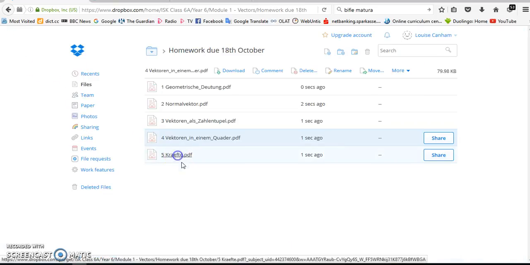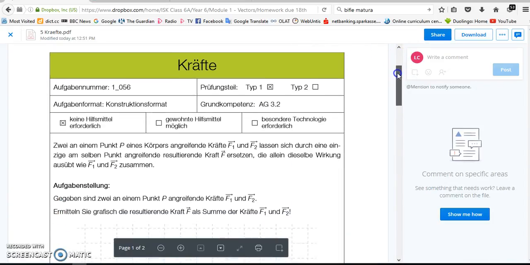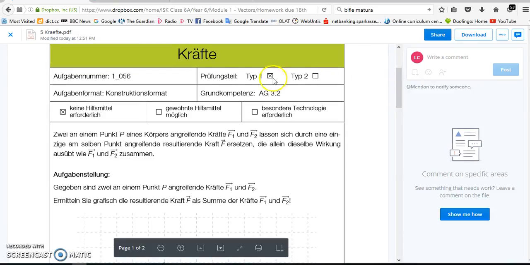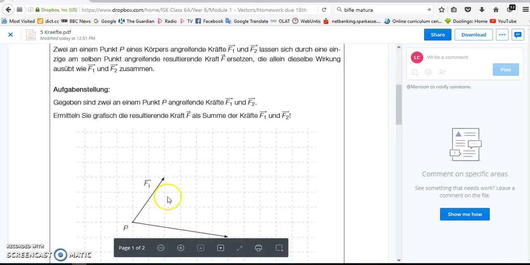Our final exercise here uses a context we haven't really looked at in vectors, but it's a really important context in terms of physics, and that context is forces. So here we have a point P and two forces, F1 and F2, working on that point P, and between these two there is a resulting force F.